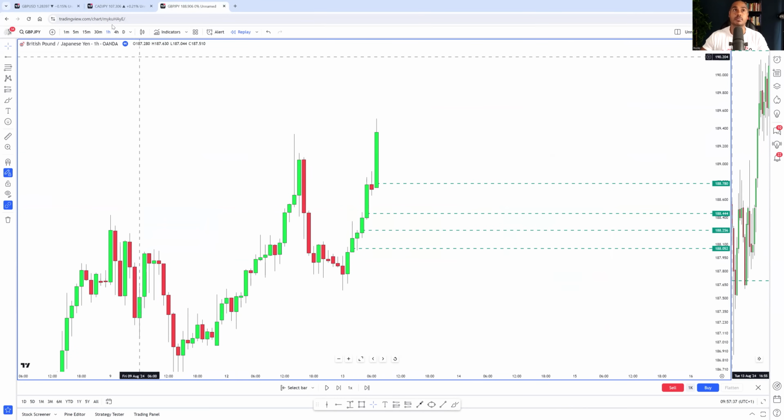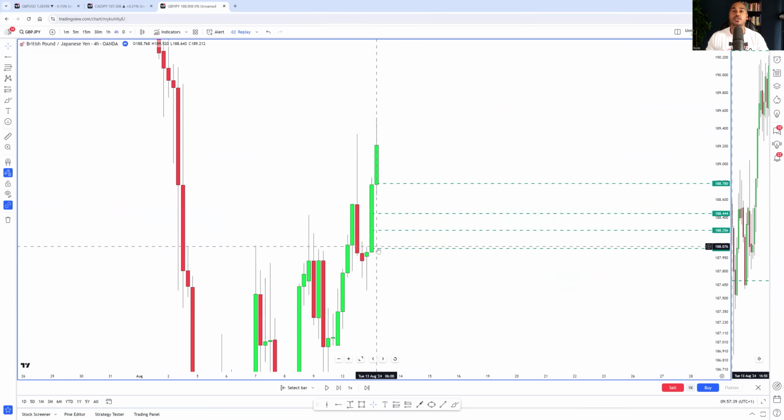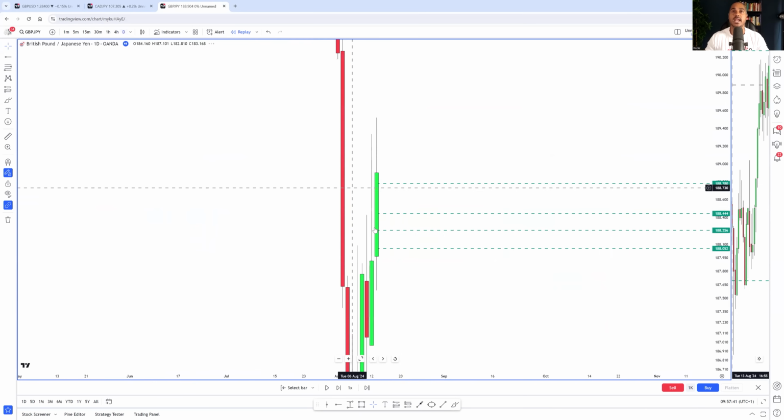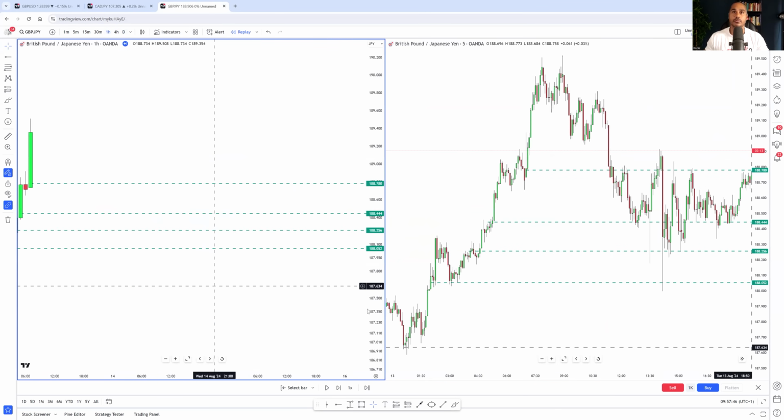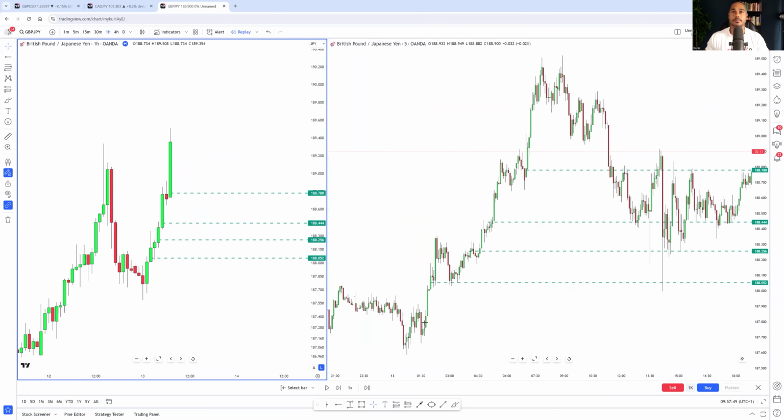Here you can see bullish sentiment in the market on the hourly. Go to the 4H, what do we see? Bullish candles. Go to the daily, what do we see? A bullish candle. Okay, so from an hourly perspective, moving over here to, what are we on now? The 5-minute.